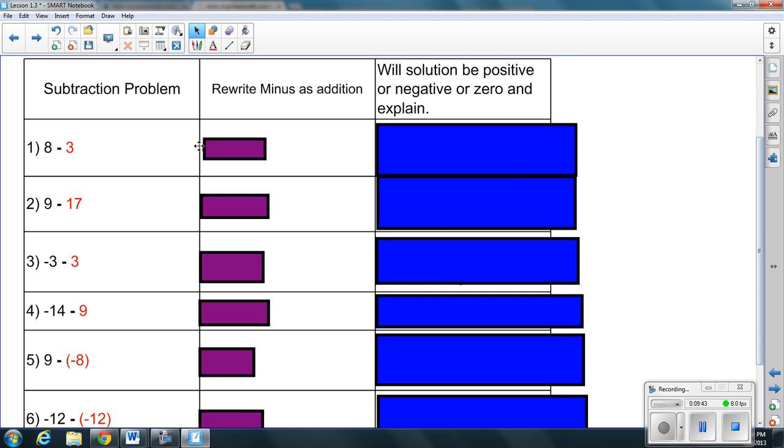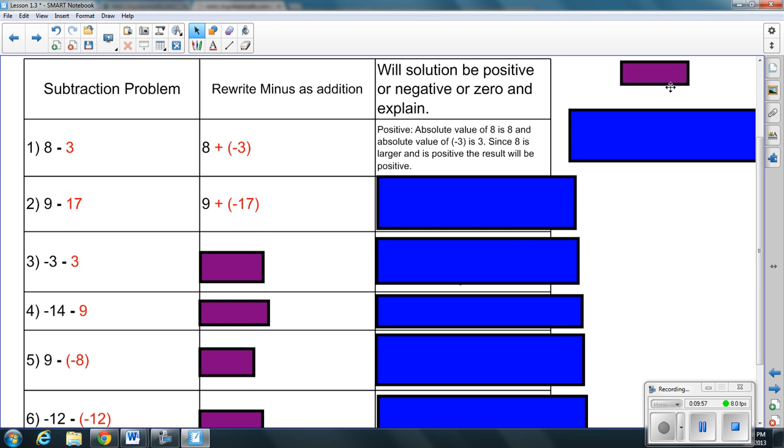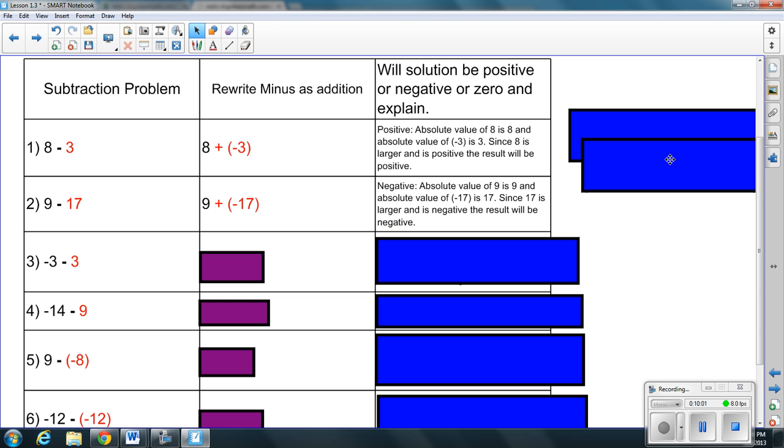Number 1, we have 8 plus negative 3. The solution will be positive since the absolute value of 8 is greater than the absolute value of negative 3. Number 2 is written as 9 plus negative 17. The result will be negative since the absolute value of negative 17 is greater than the absolute value of 9.